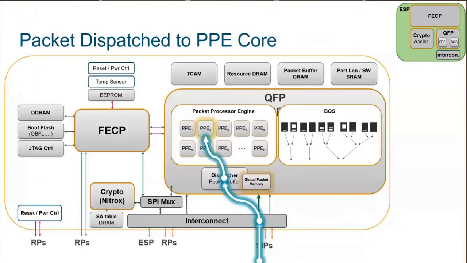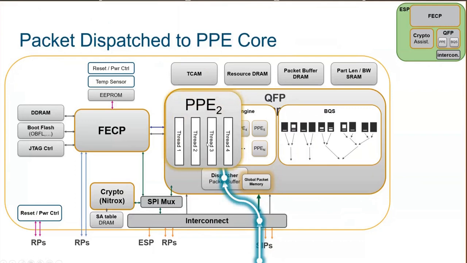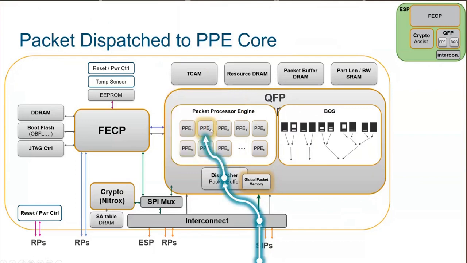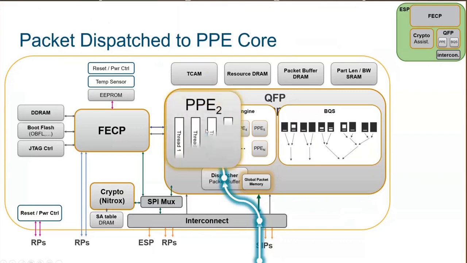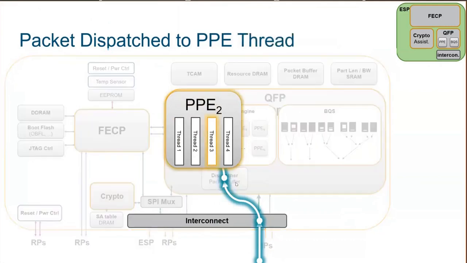So we get the packet from the SIPs, from the ports. Through the interconnect, it will be put into this packet buffer. And once it is put into the packet buffer, there will be multiple threads. One of the PPEs will handle that packet. Say PPE2 will handle it. PPE2 in turn will have 4 threads. Among that, one of the threads will handle this packet. Now we got thread 3 to handle this packet.